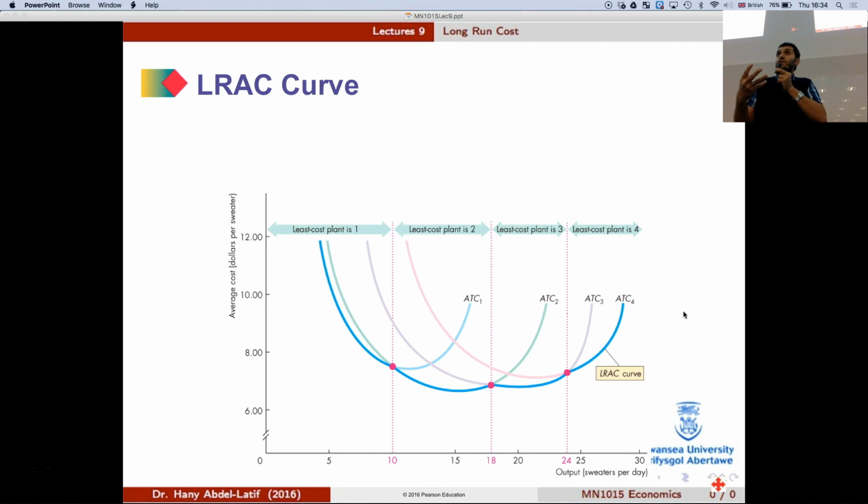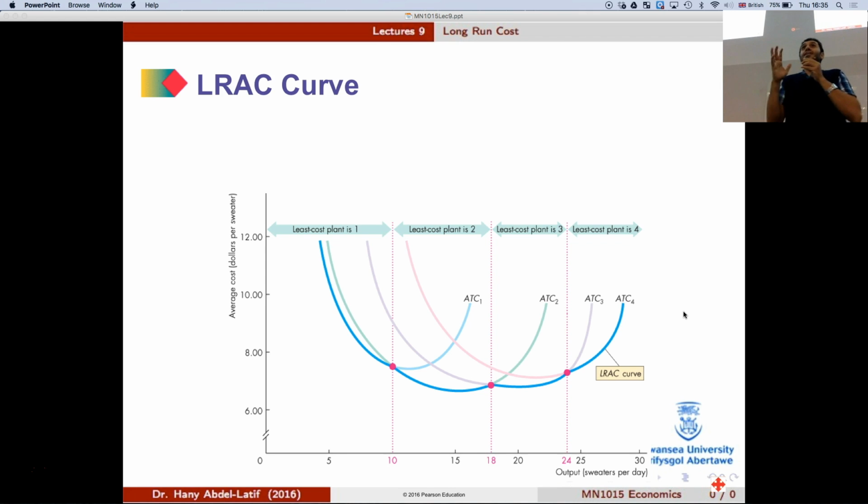So do you understand now the idea behind the long run average cost curve? If you have different plant sizes and you want to choose which one, you look at each output level and see which plant size will give you this at the least cost. And that makes sense, yeah? So as we saw with the case of 13 sweaters a day, plant 2 is the plant size that will give us this at the least cost. Is this clear?